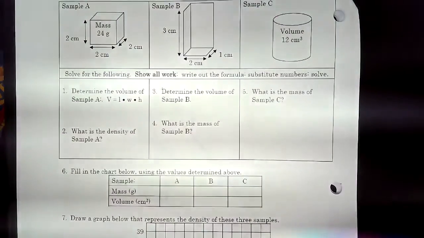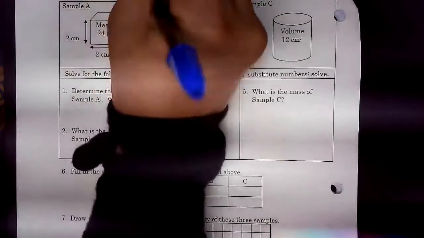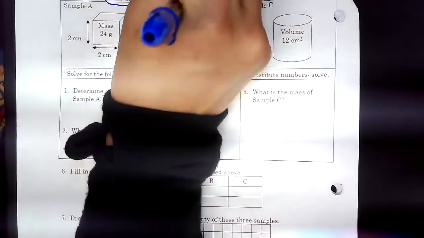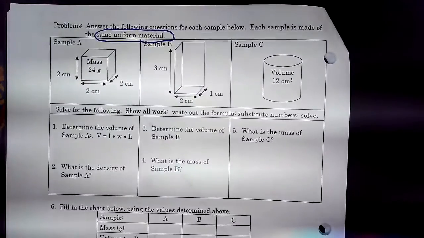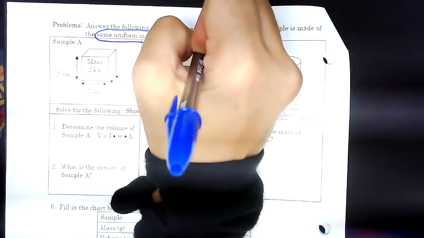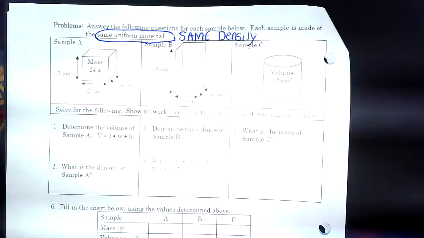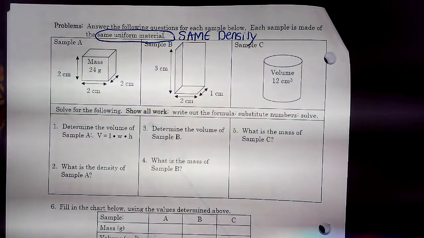So questions on page 18. It says answer the following questions for each sample below. Each sample is made of the same uniform material. If it's got the same uniform material, what else do you know? Same density. That is the key. Same uniform material has the same density.